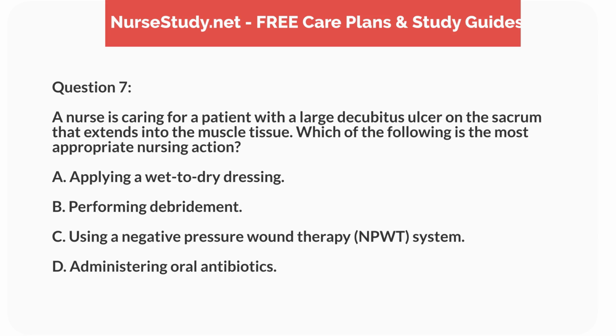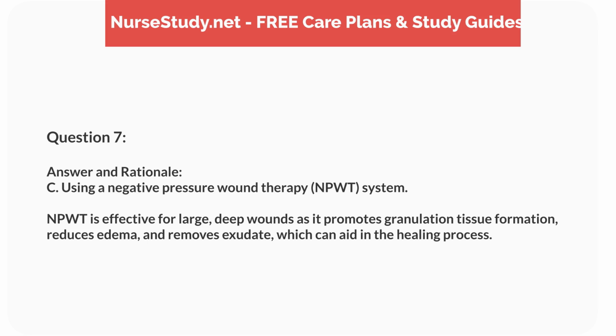Question 7. A nurse is caring for a patient with a large decubitus ulcer on the sacrum that extends into the muscle tissue. Which of the following is the most appropriate nursing action? A. Applying a wet to dry dressing. B. Performing debridement. C. Using a negative pressure wound therapy (NPWT) system. D. Administering oral antibiotics.